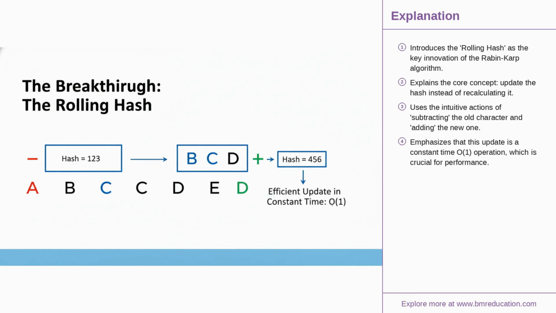Instead of recalculating the hash for each new window from scratch, a rolling hash allows us to efficiently update the previous window's hash to get the new one. We mathematically subtract the character that's leaving the window and add the character that's entering. This update can be done in constant time, which is the secret to Rabin-Karp's speed.